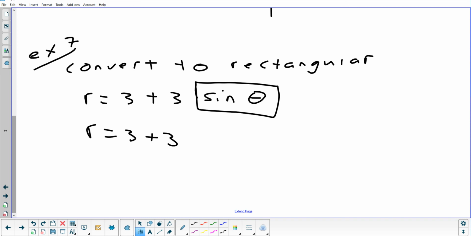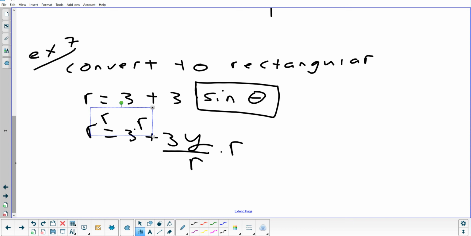And now change sine to y over r. Okay, so y over r just took the place of sine. So that's good. Now, what I don't like that just happened is now we have a fraction. What could I multiply everything by so I don't have r in the denominator? Yeah. Multiply it all by r. If you multiply everything by r, that's going to clear your fractions. Times r, times r, times r.